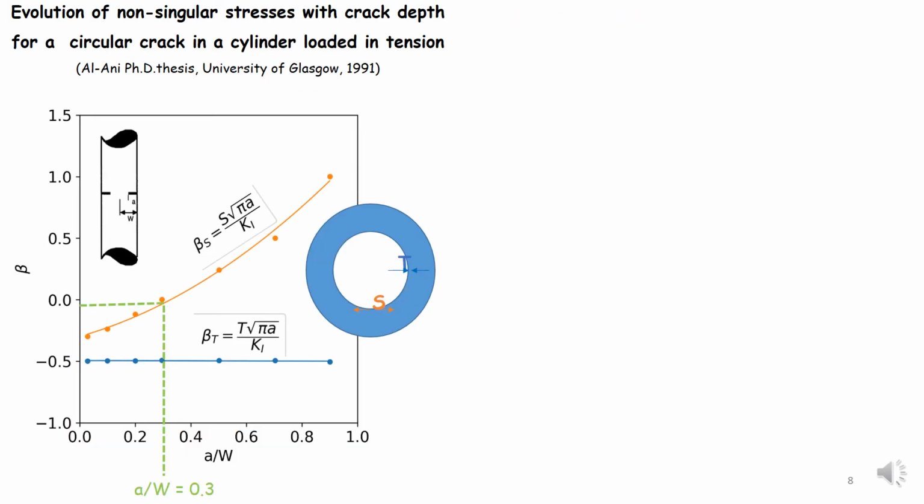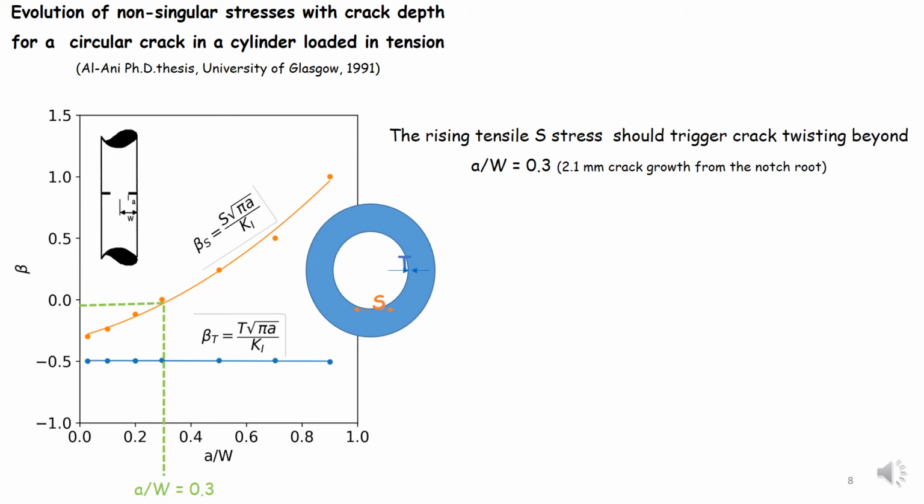The evolution of both non-singular stresses with crack depth for a circular crack in a cylinder loaded in tension was computed by Al-Ani. And here is a plot of the normalized values T square root of pi a on K1, which remains constant and negative, and S square root of pi a on K1, which is negative for shallow cracks but becomes positive above a relative crack depth a on W of 0.3. So in the present study, the rising tensile S stress should trigger crack twisting beyond that point, that is, beyond 2.1 mm crack growth from the notch roots.